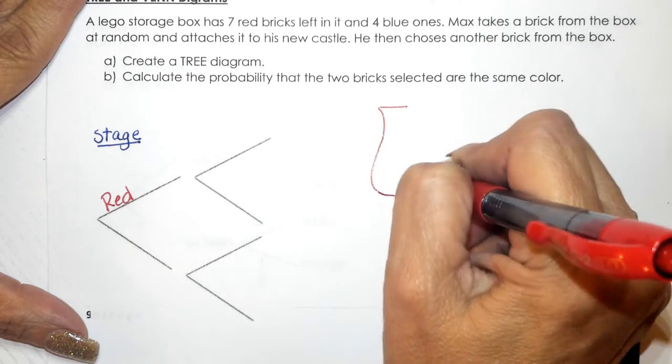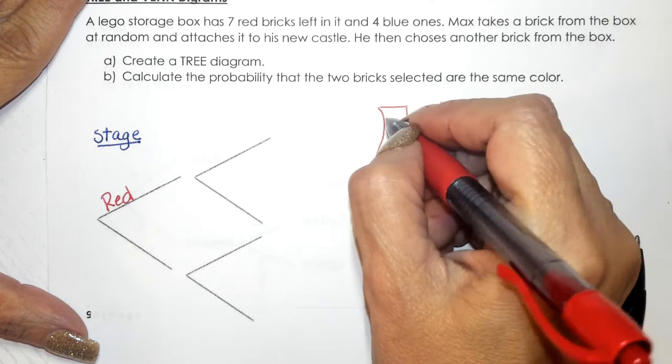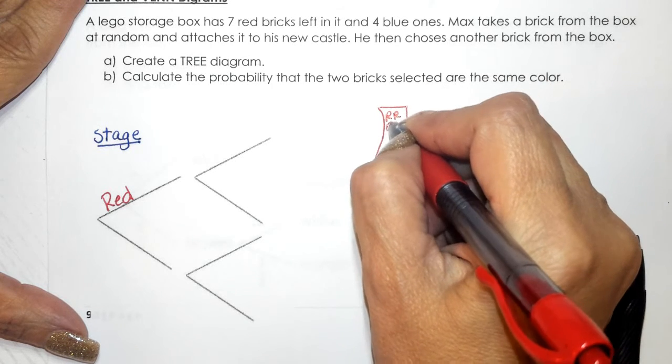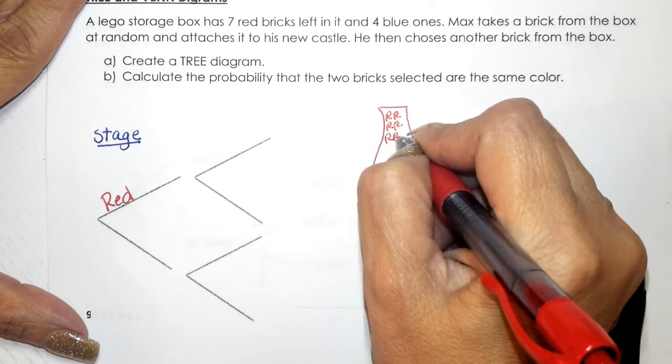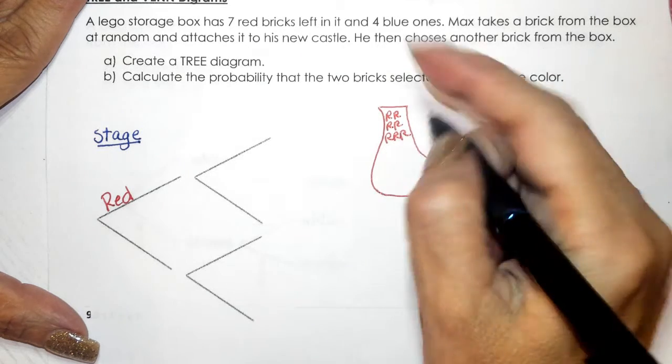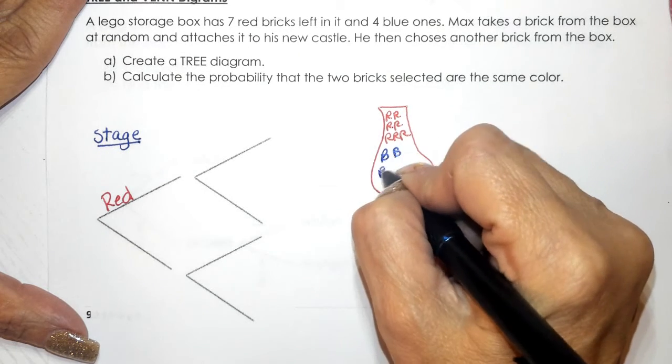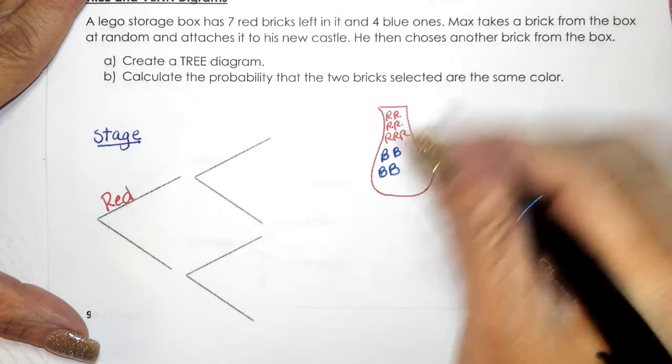I know one year when I did this, I just drew little things. And I put 7 red: 1, 2, 3, 4, 5, 6, 7. And then I've got 4 blue ones. So blue, blue, blue, blue. I guess I could have moved them down some.